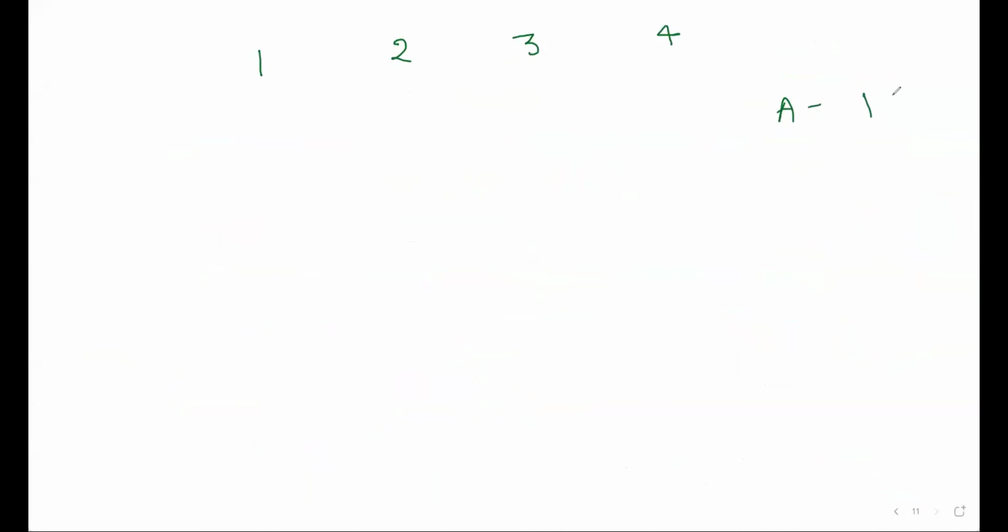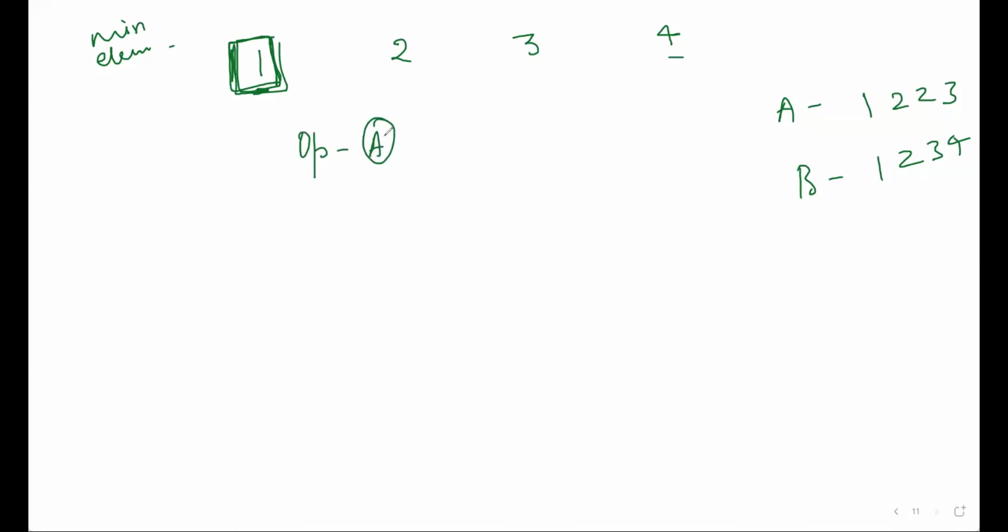My array A was 1, 2, 2, 3. My array B was 1, 2, 3, 4. So for the minimum element of A, what options do I have? I have options from 1 to 4. If I want my minimum element of array A to be 1, how many operations do I have to perform in array A? You have to perform 0 operations because all the elements are greater than or equal to 1. So OP1 is 0.